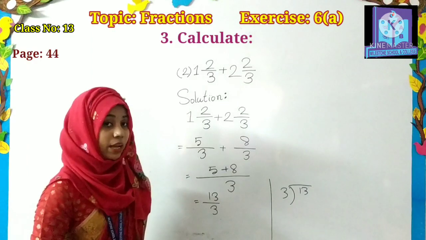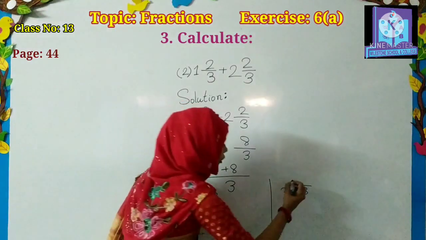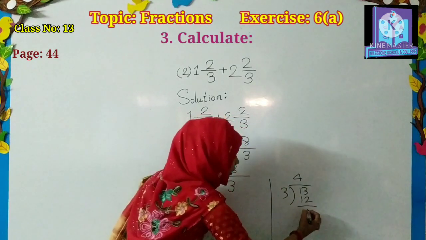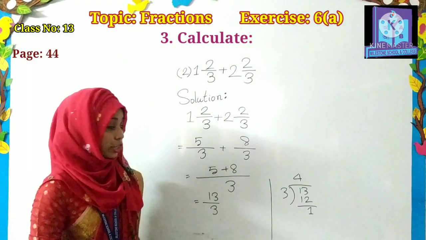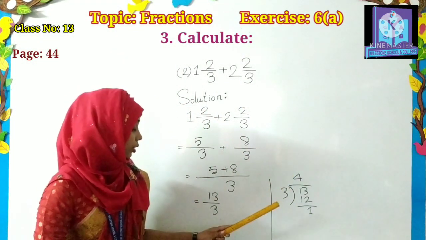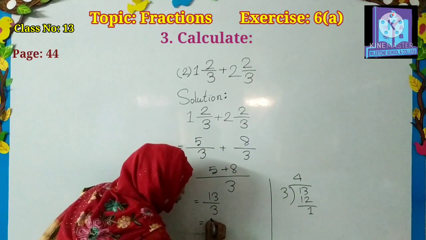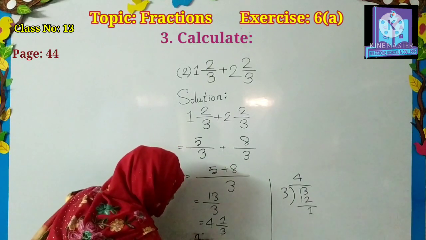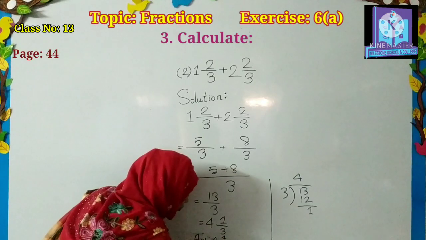We will count the times table of 3. 3 4s are 12. Very good. And our remainder is 1. So I can write down the mixed fraction 4 whole 1 by 3. So our answer is 4 whole 1 by 3.